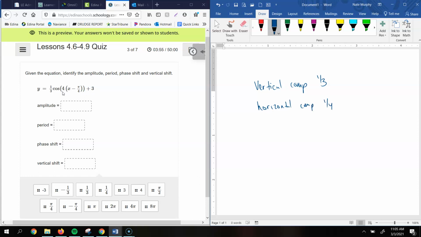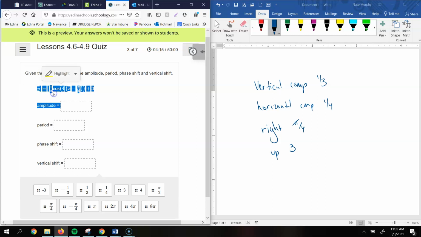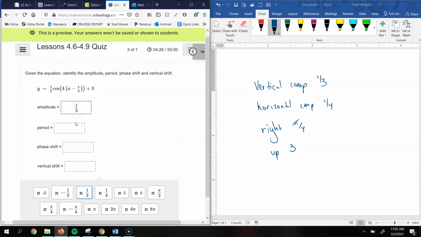the size. Now the x minus pi over 4 means it's going to go to the right pi over 4 units, and the plus 3 means it's going to go up 3. So this information will just help me as I answer these questions. Remember, that amplitude is equivalent to whatever the 1/3 is. The 1/3 is going to give us our amplitude. So our amplitude, again, we'll just drag that 1/3 there. There we go. So the amplitude would be 1/3.